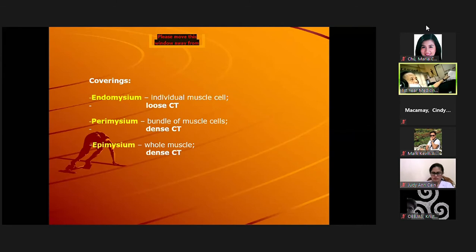Anyway, that's correct. The perimysium covers now your bundle of muscle cells. When you say bundle of muscle cells, several. You see, by the plural or singular, you would know. Muscle cell, loose connective tissue. Bundle of muscle cells, dense connective tissue. And epimysium, the whole muscle, like your gastrocnemius, the whole muscle, it is covered by dense connective tissue. Only the individual muscle cell is covered by your loose or areolar connective tissue.